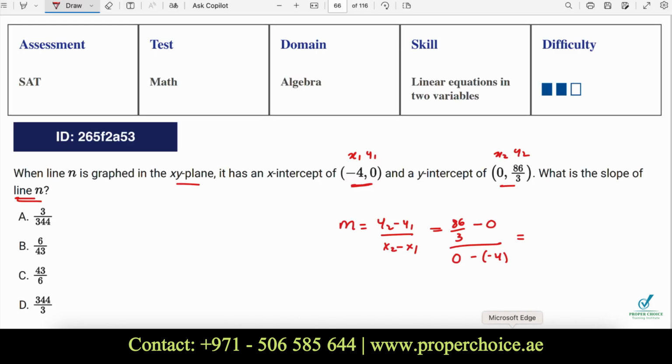This will be the slope, which is going to be 43 by 6, or its equivalent in decimal. 43/6 matches with option C, as they have given in the fraction itself. So C is the right answer to this question.